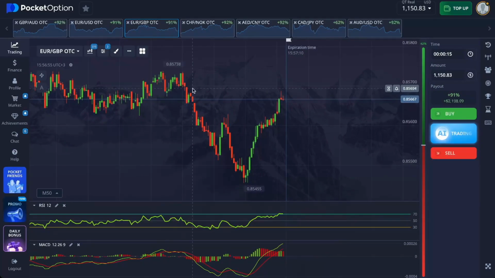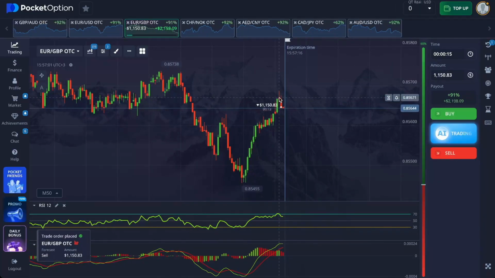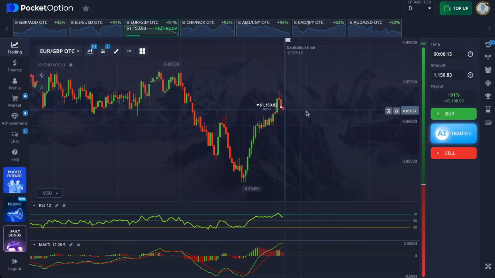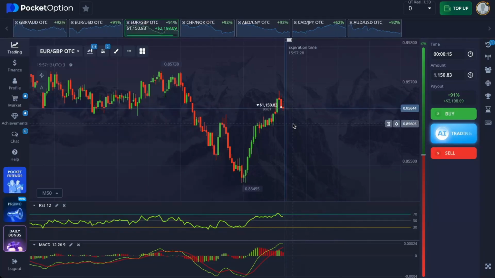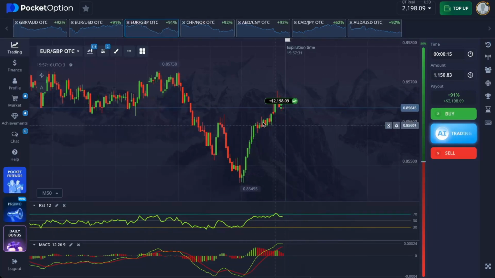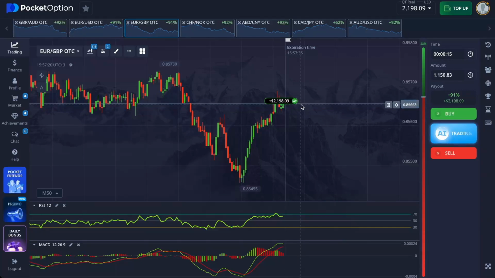A trade on the euro to British pound. Here, I'll take a sell position, a 15-second sell. I see a clear resistance level. I can see it clearly. The 70 boundary is approaching, indicating that the instrument is overbought. That's why I entered a sell here. Excellent. We already have $2,200 in the account. And let's move on to the next trade.